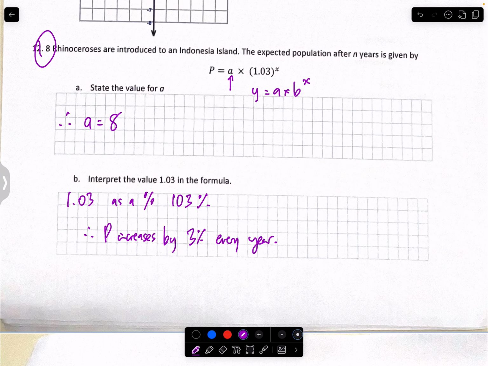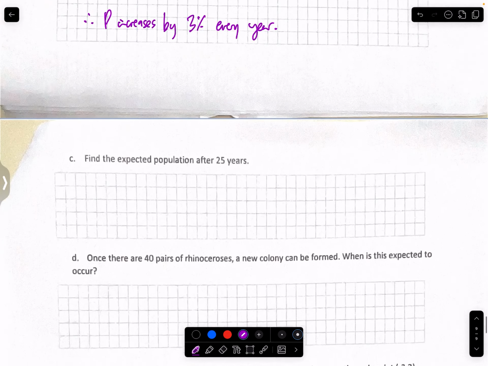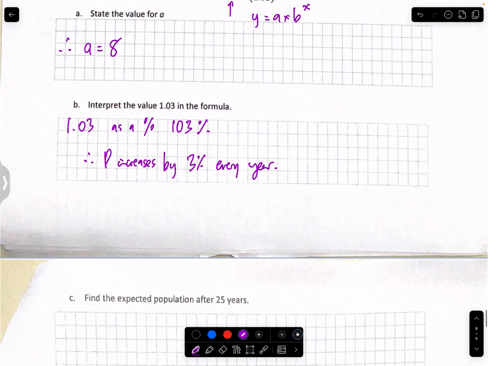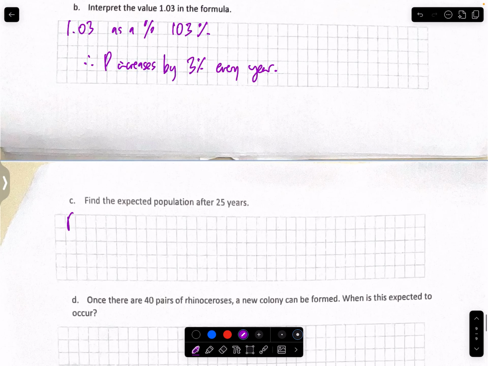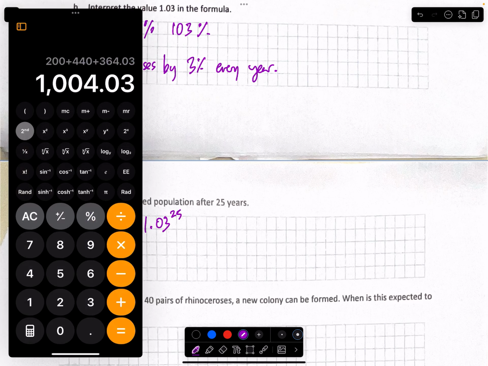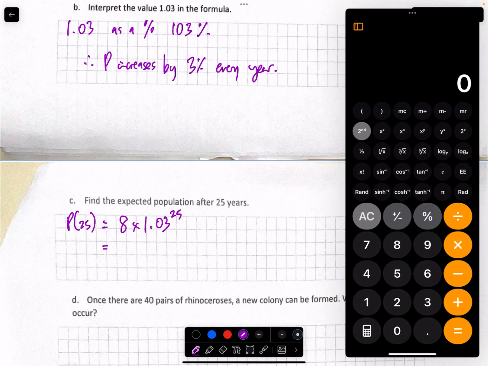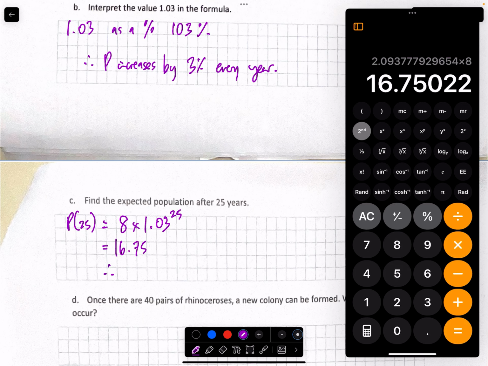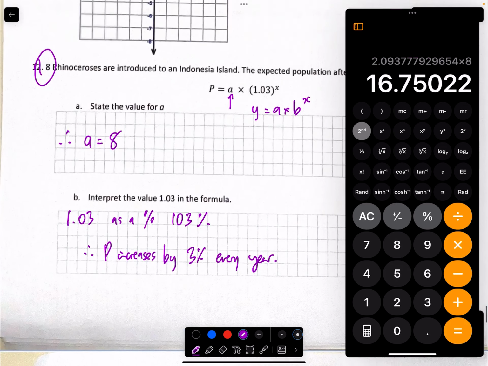In this context, find the expected population after 25 years. So P25 is equal to 8 times 1.03 to the power of 25. Calculating that now: 1.03 to the 25, times that by 8. It's going to be 16.75. Therefore, 16 rhinoceroses.